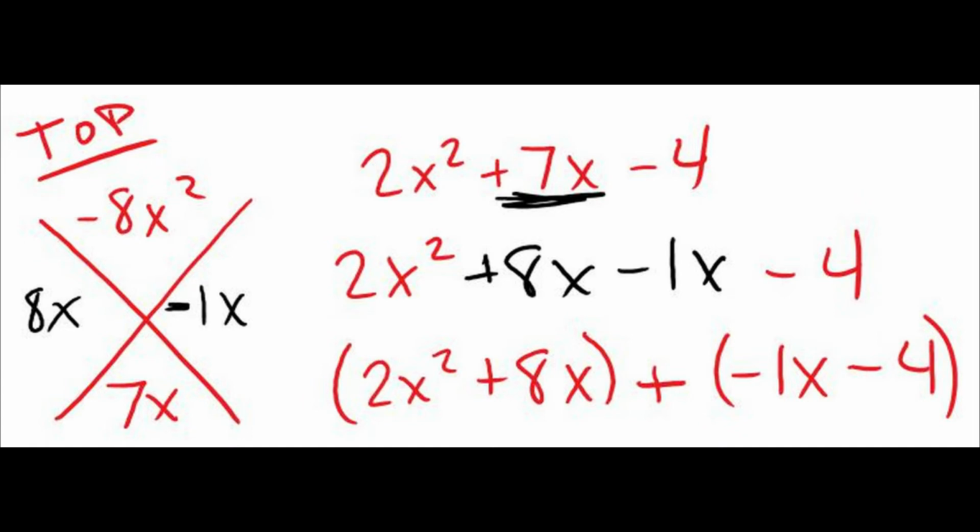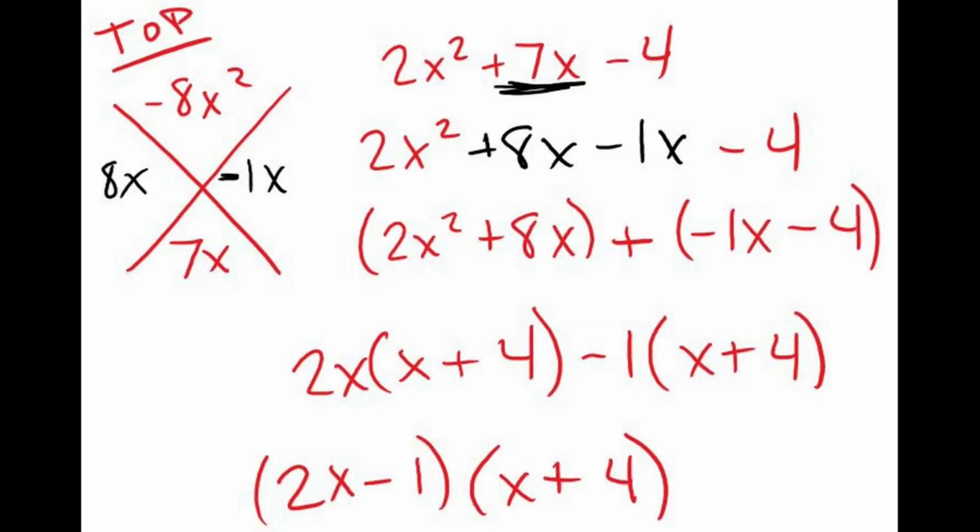And now I just introduce parentheses like I did here, and just be careful of that negative in front of the 1. And then on the first set of parentheses, I factor out a 2x. Second set of parentheses, I factor out a negative 1. And both parentheses now are x plus 4. And like I said, if they don't match, you're not doing it right, so you've got to go back and find your mistake. So x plus 4 goes on the right side. And then the 2x and the minus 1 were in front of the parentheses, so they become my other set of parentheses. Now this is the top, and this is in red.